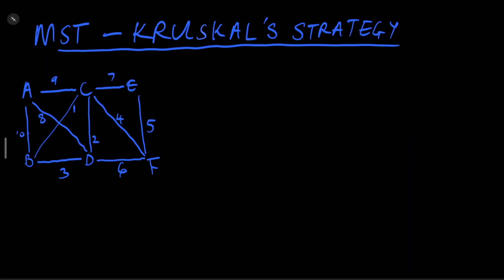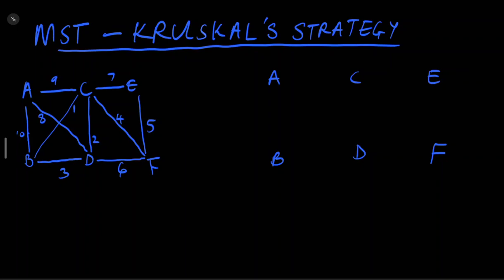So for Kruskal's, like I said, we start with an empty graph, and by an empty graph we mean that we write out all of the vertices. We have A, C, A, B, D, F. We write out all of the vertices with no edges.